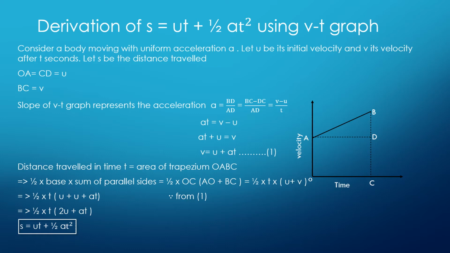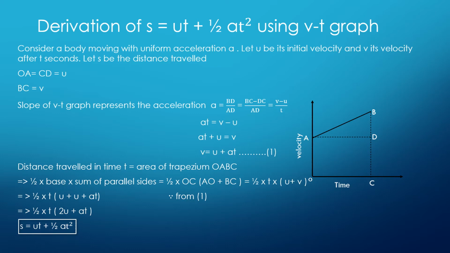For this derivation, consider a body moving with a uniform acceleration a. Let u be its initial velocity and v be its velocity after t seconds. Let small s be the distance traveled. As you can see, AB represents the velocity time graph. In the graph, OA is equal to CD is equal to U, which is the initial velocity, and BC is equal to V, which is the velocity after t seconds.